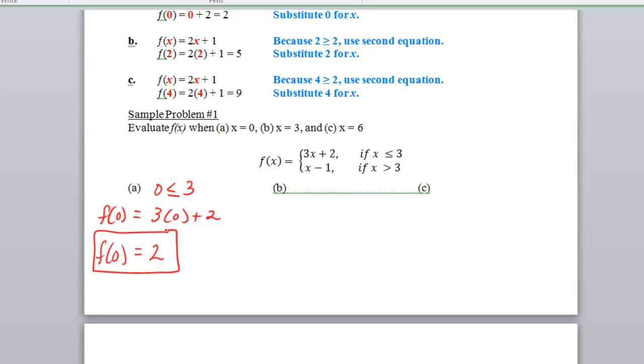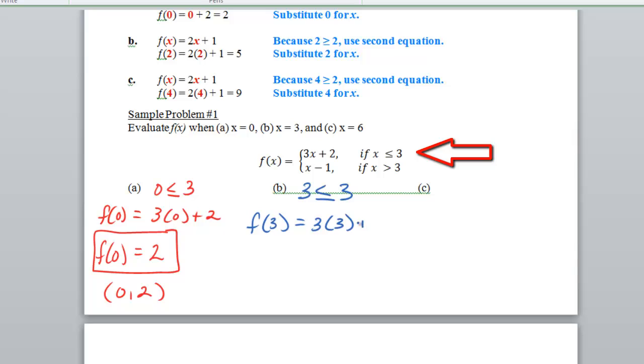We are not solving for f here. You could also write this as an ordered pair if you like, so 0 in this case was the x, and our output value was 2, so that's also an appropriate way to form your answer. Okay, for part B we actually have 3, and so we need to find the one that is equal to 3. So 3 is less than or equal to 3, which is a true statement. So that means we're going to evaluate 3 for the first piece again. And f of 3 is going to equal 11.